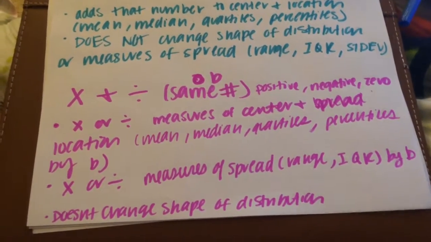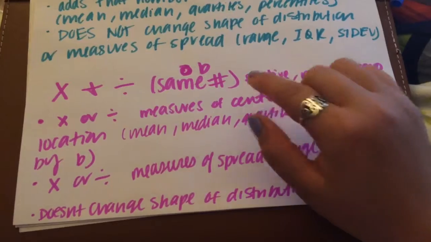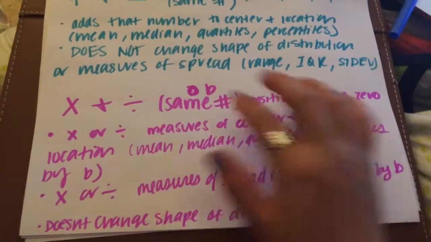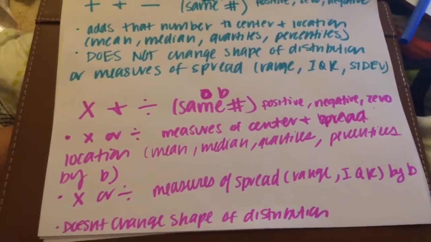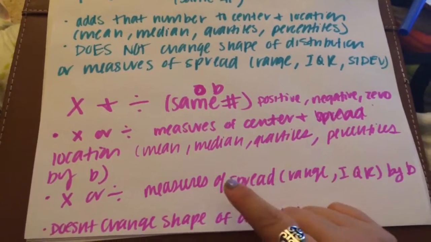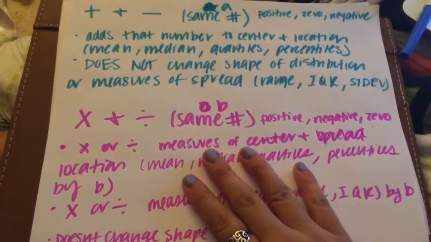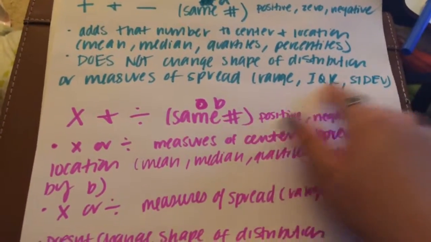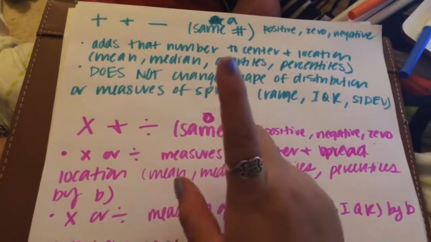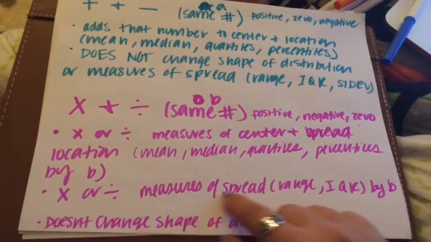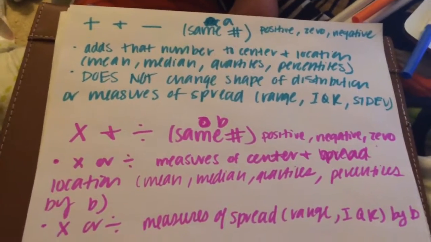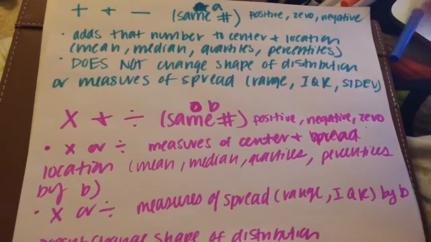I think the biggest thing to know is that when you add and subtract, it doesn't change the shape of the distribution or measures of spread, which is range, IQR, standard deviation. But with multiplying and dividing, the big significant difference is that it multiplies or divides measures of spread, which is range, IQR, standard deviation, by b. So that's the big difference. This part doesn't change, but this part does. So just remember, multiplication and division is more complex in the sense of range, IQR, and that stuff when it comes to being affected by certain constants, if that makes sense.